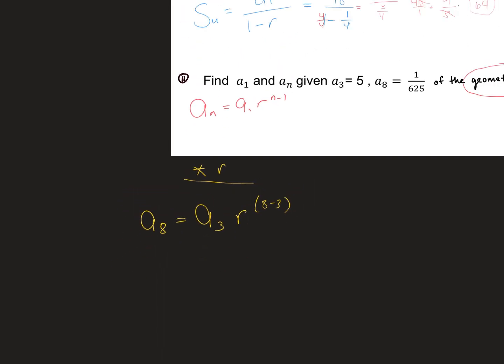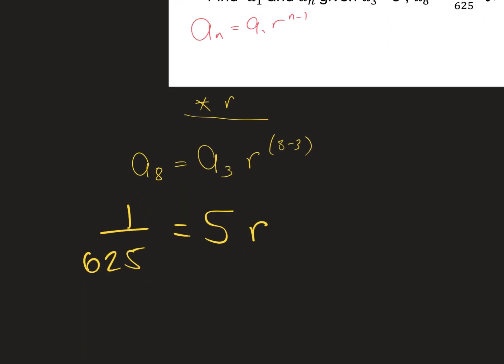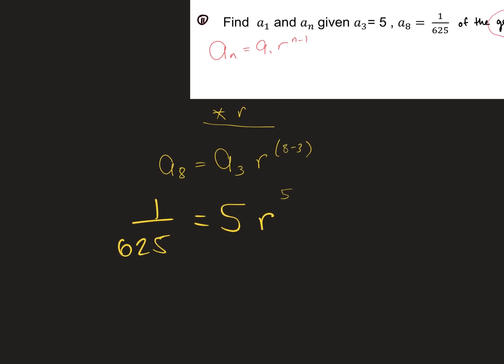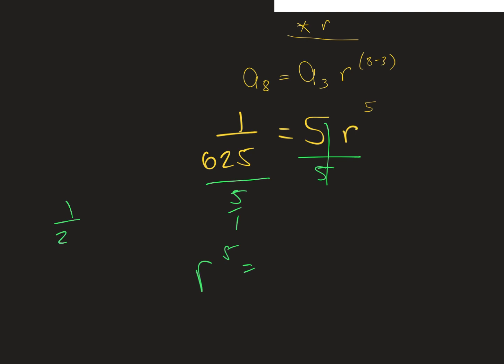So now we're just going to fill in what we know. I know that I have 1 over 625 equals the third term of 5 times r to the what power? What's 8 minus 3? 5, right? How do you get r by itself? We're going to divide by 5. So if I'm going to multiply fractions, I have to do what? Keep, change, flip.